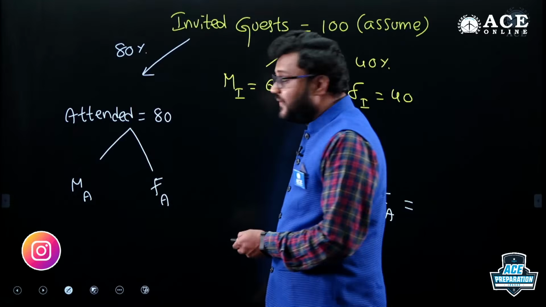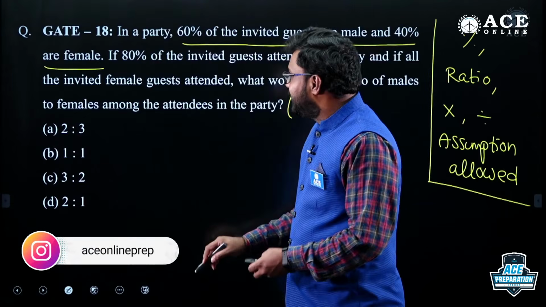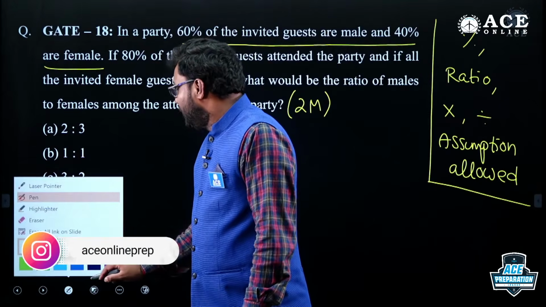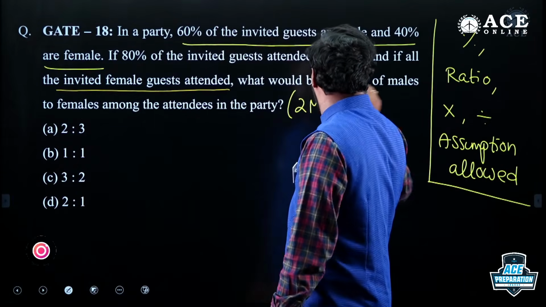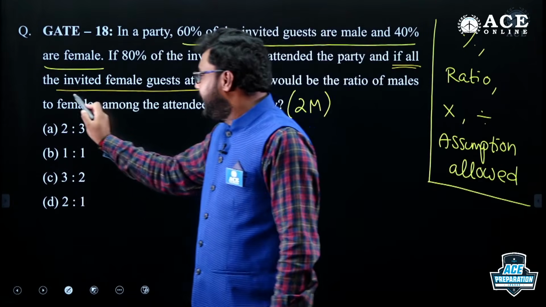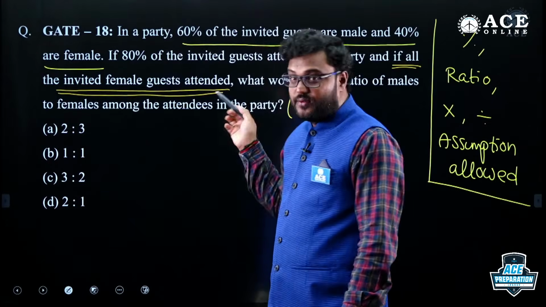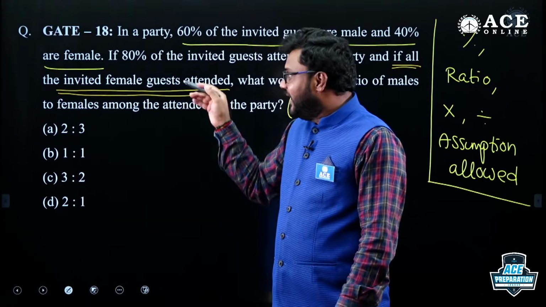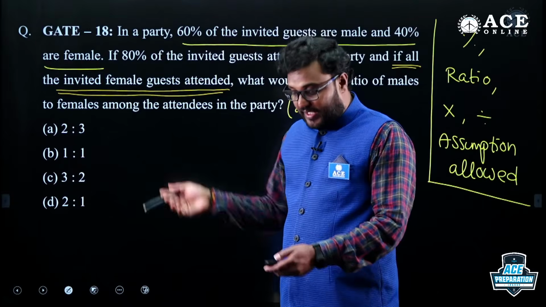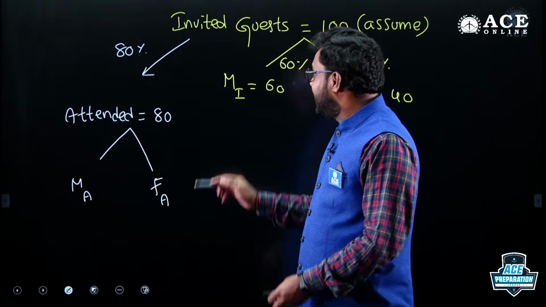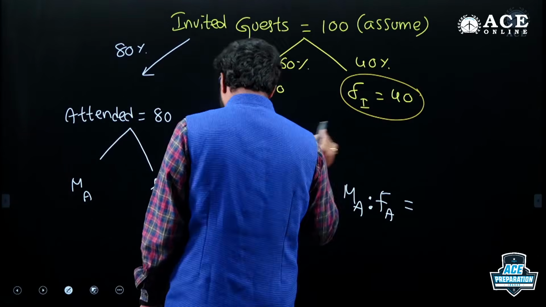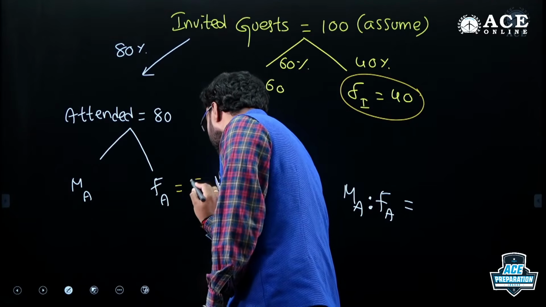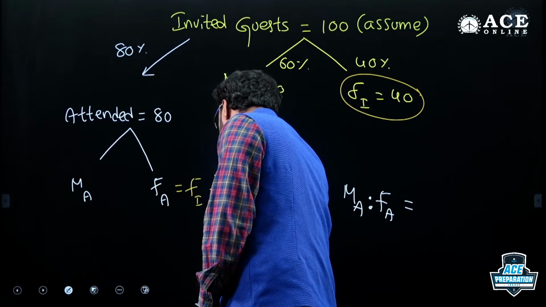Now here, if you see the question, my dear friends, they clearly mentioned one point: all the invited female guests attended. So this is given in the question, all invited female guests attended. So the number of females invited is nothing but 40. All those people attended, so females attended is equal to females invited, which is 40.